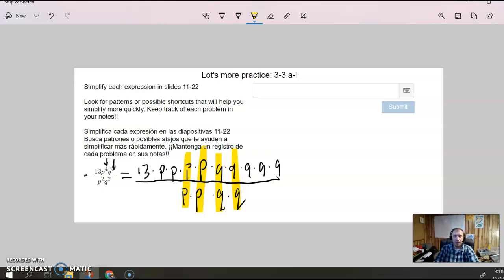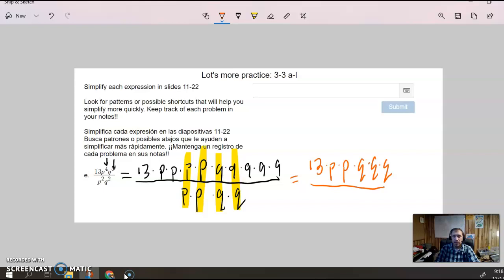And so if I look at this again, what we have here on top, the numerator, is 13 times p times p times q times q times q. So I'm going to write 13 times p times p times q times q times q. Now, the denominator here, we have p, p, q, q, but those all equaled 1.